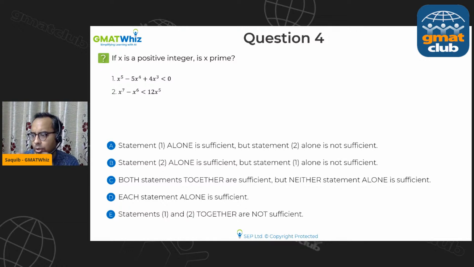And guys, can you let me know your approach? What did you do? I'm curious. Did you plug in values? Did you plug in a few prime numbers to check? Did you plug in a few non-primes? Or did you use a methodical way to solve this question? And if yes, what method did you use? Okay, 3 A's, 3 C's.